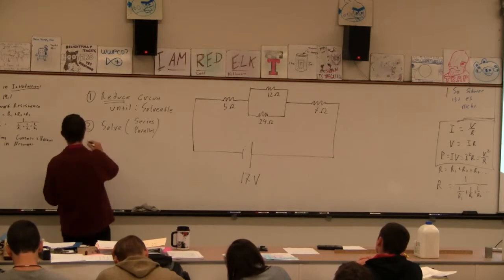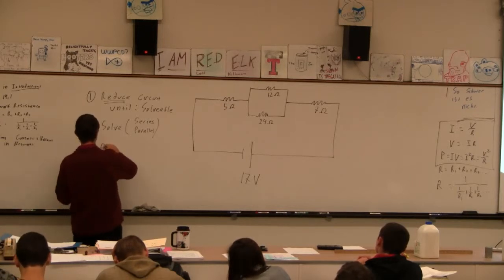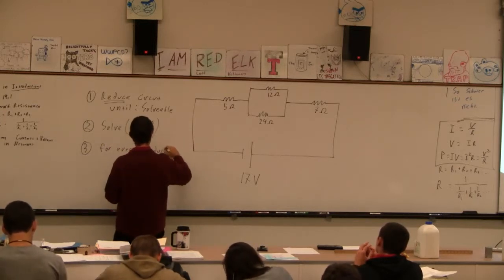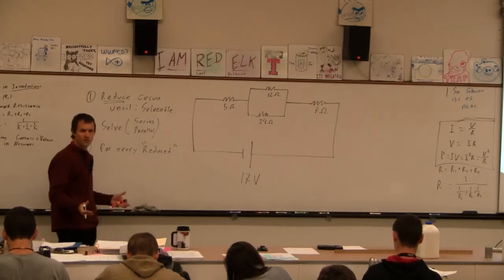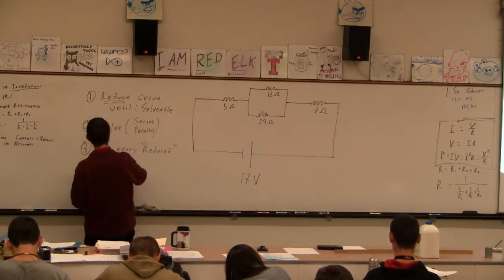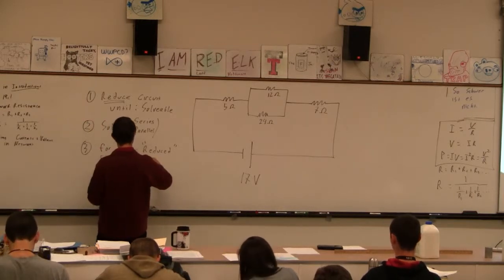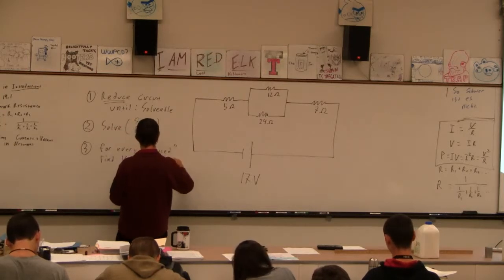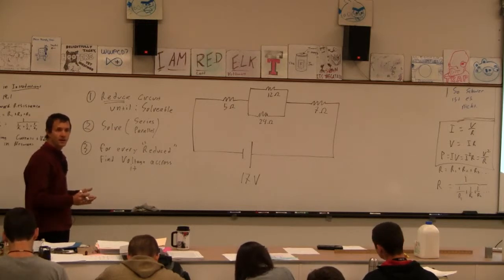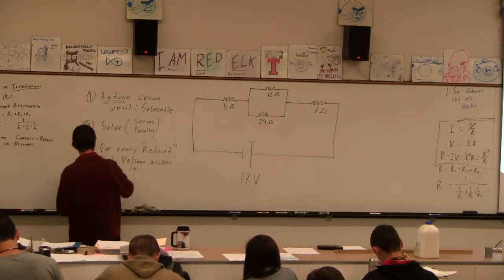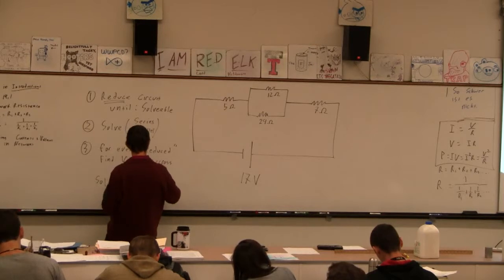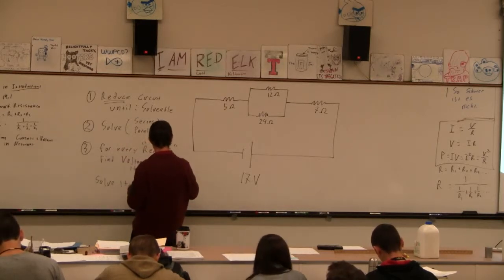So for every reduced resistor, in other words, every resistor that's not really one resistor but is actually many, for every single one of those, find the voltage across it. Find the voltage across every reduced circuit, and then solve it like a circuit.